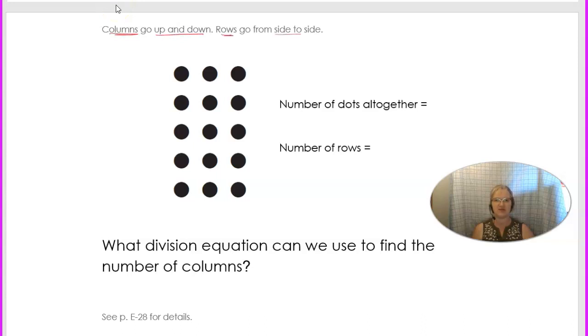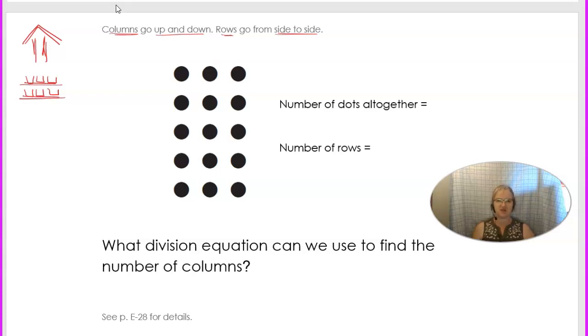And rows go from side to side. Think of it as columns are what will hold up a roof, and rows are the way that we put chairs. So these are supposed to be chairs in rows, like in a church or in a theater or an auditorium or something. Okay, so columns are always up and down. Notice how the roof makes a point there showing up, and rows always go side to side.